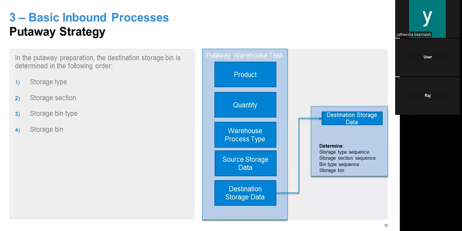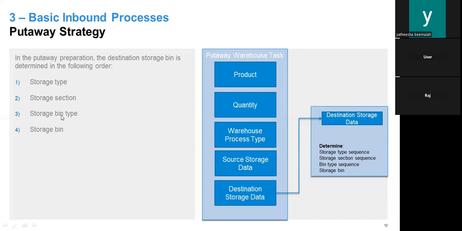So the put away strategy, how it will work. Okay, so this is based on a storage type, storage section, storage bin type, and storage bin. So storage type, first system will determine the storage type. So that is based on the storage type sequence. Then it will check for the storage section. So under the storage type, we can have multiple storage sections. So then system will determine the storage section that is based on the storage section sequence.